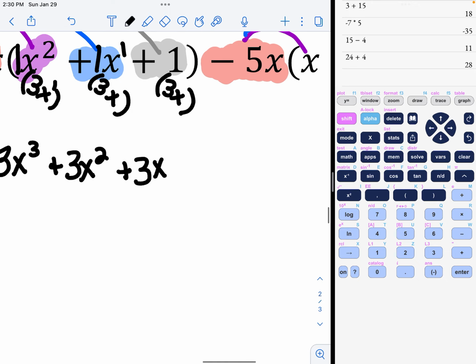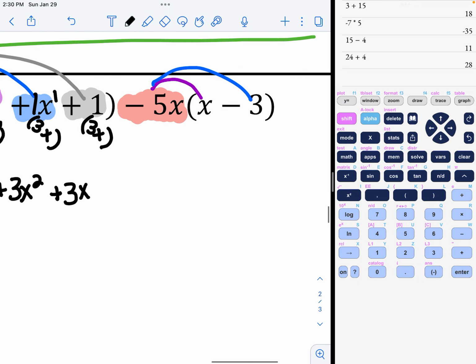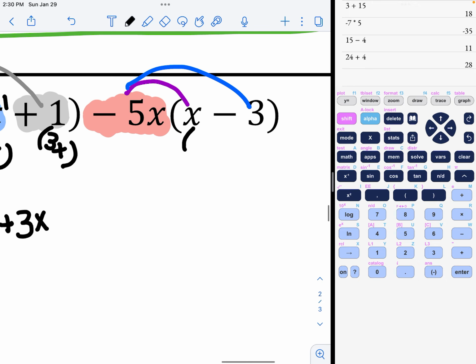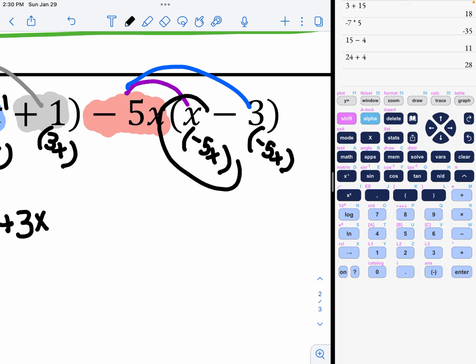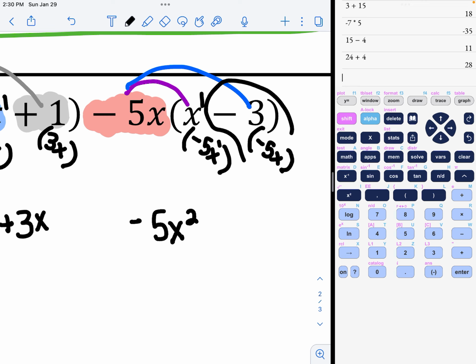Now I'm going to go to this parenthesis. So each of these is going to need to be multiplied by a negative 5 and an x. A negative 5 and an x. So this is going to become a minus 5x squared because 1 and 1. I'm going to erase that because that gets really complicated. And this becomes a positive 15 because negative 3 times negative 5, and it does have an x.